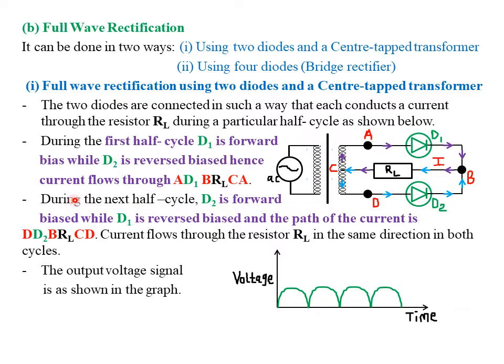Now, during the next half cycle, the diode D2 is forward biased, whereas the diode D1 is reverse biased, and the path of current flow changes.